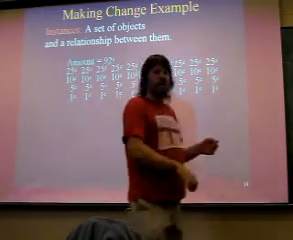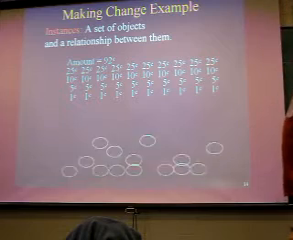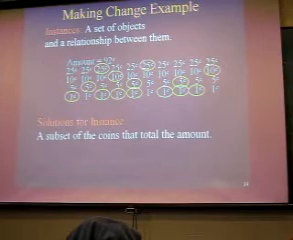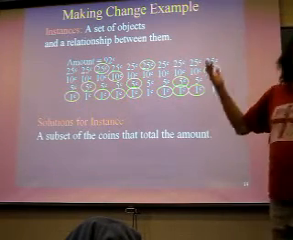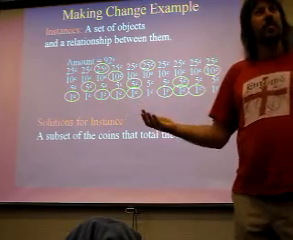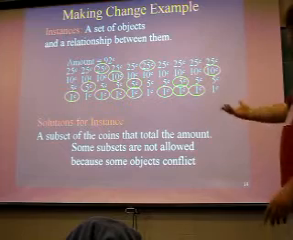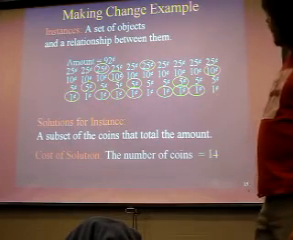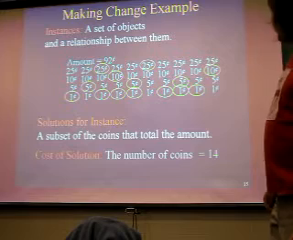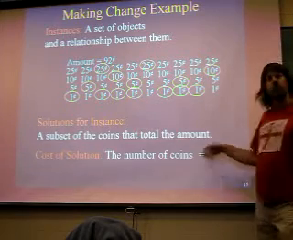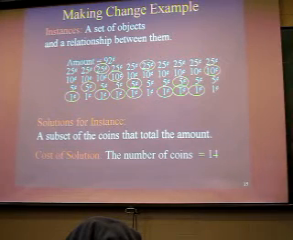And then what's the cost of a solution? Right? So there's an example of a solution. It happens to add up to 92 cents. Is it optimal? No, definitely not. Some subsets aren't allowed. Which ones? The ones that don't add up to 92 cents. What's the cost of the solution? The cost of the solution would be the number of coins that you take. And sometimes we're trying to maximize, sometimes we're trying to minimize. Here we're trying to minimize the number of coins we take. Everybody good with that? Everybody got what the problem is?